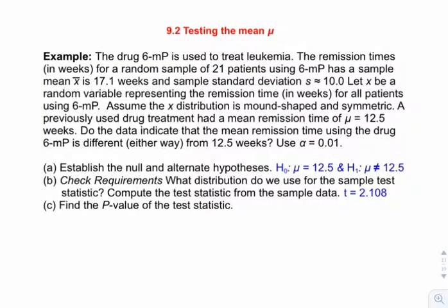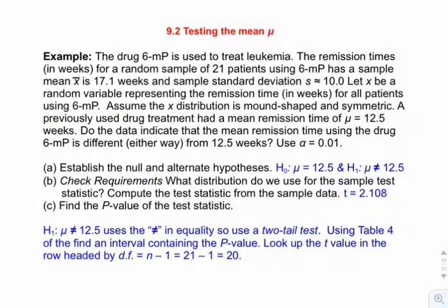Okay, find the p-value of the test statistic. So this is where we're going to be looking at our t-table in a different way than we did for the confidence intervals. The same table, we're going to be using slightly different parts of it. Our alternative hypothesis says that mu is not equal to 12.5, so we're going to be using a two-tailed test. We're going to use table 4 to find the interval containing the p-value.